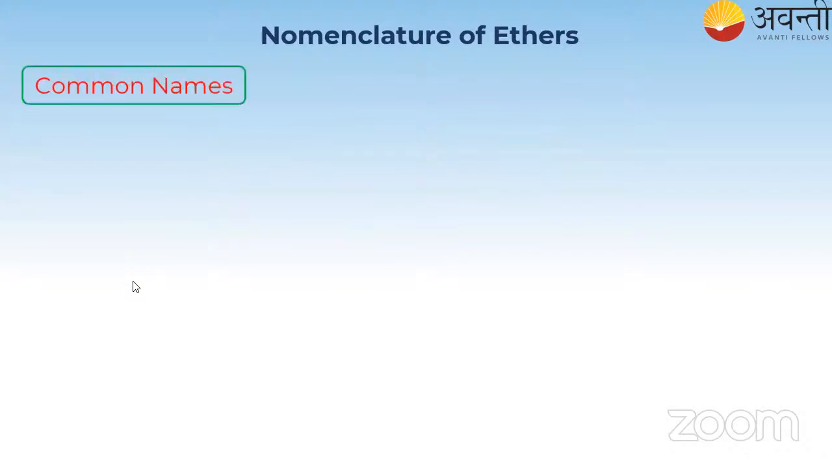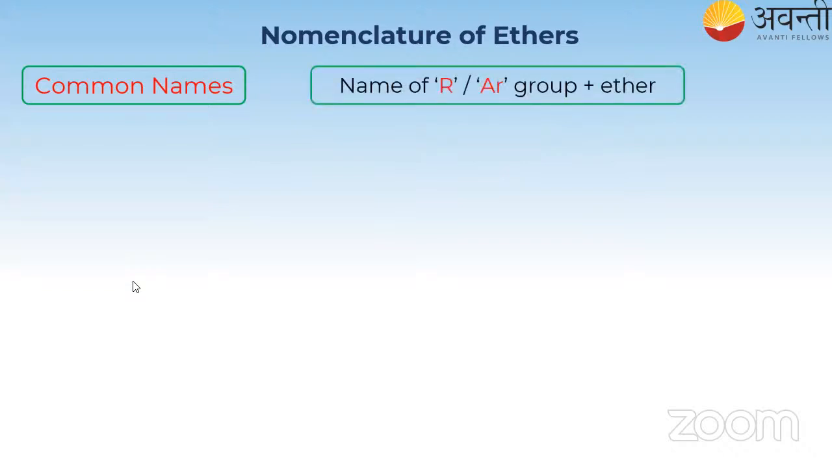In the common name, you have to give the name of the alkyl group or the aryl group plus ether. For example, let me take CH3OCH3. Here I have 2 alkyl groups, so I name this as dimethyl, because the name of CH3 is methyl. So this is called dimethyl ether. Name the alkyl group and add ether to it. That's all.